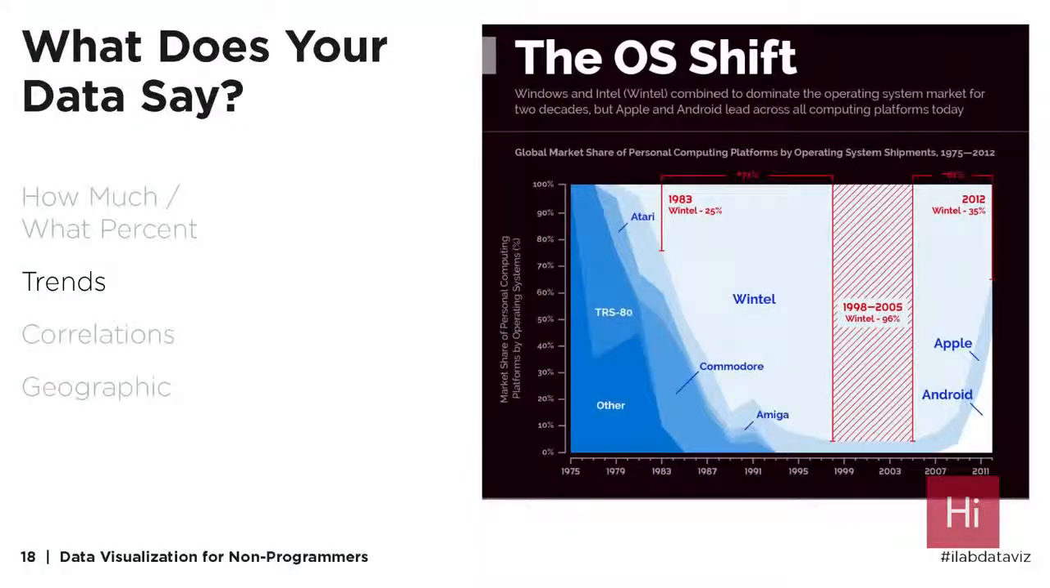In this particular graphic, we're looking at how Apple and Android completely took over Wintel, or Windows and Intel, in computing, essentially. They were totally dominant before, and now it's all Apple and Android. That's what this graphic is showing, and we have some callouts here.